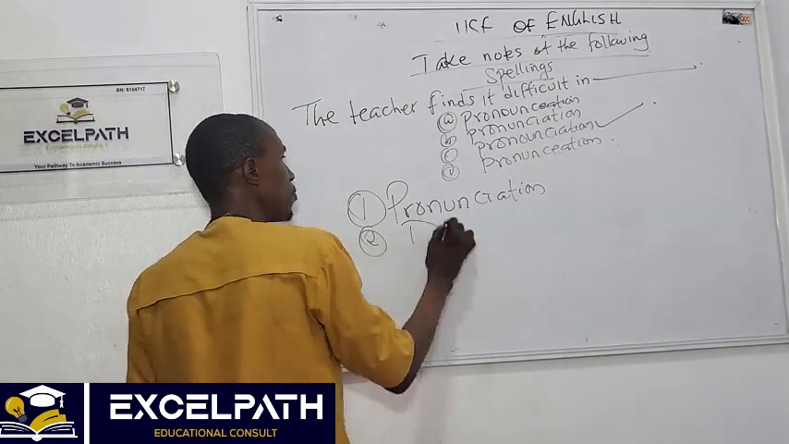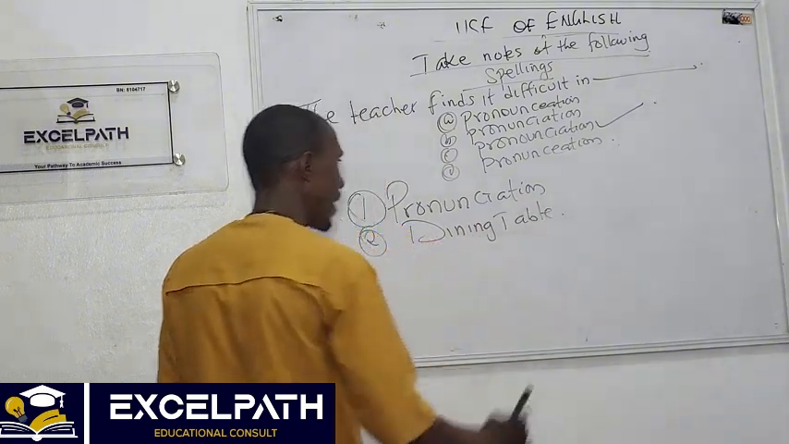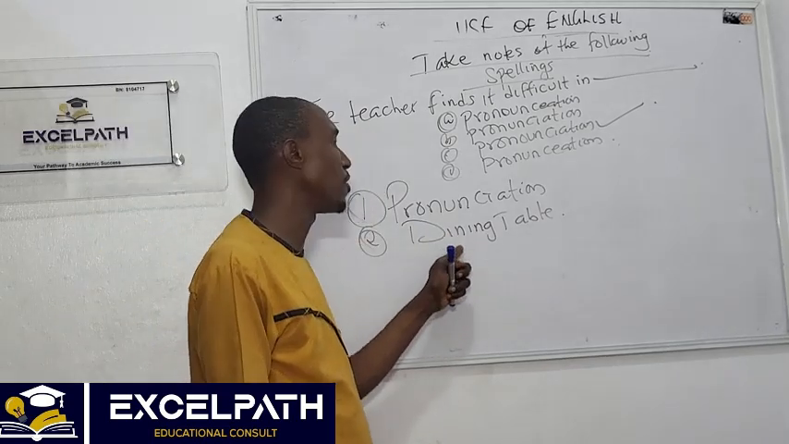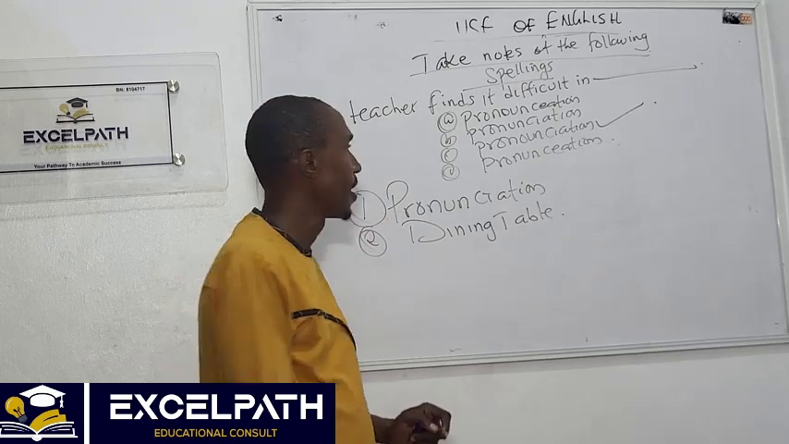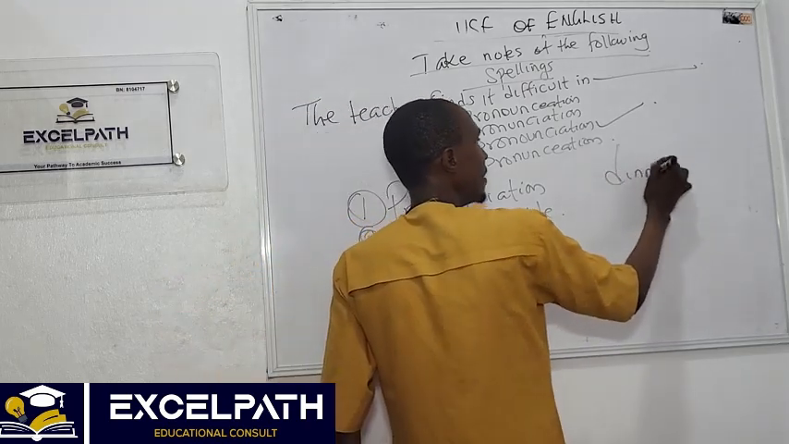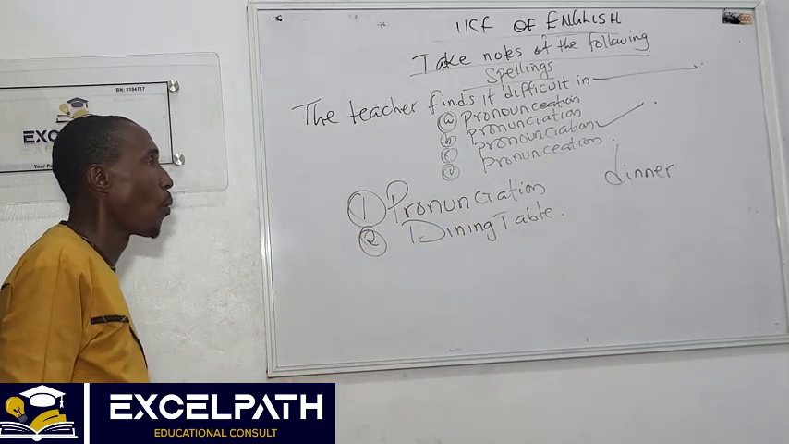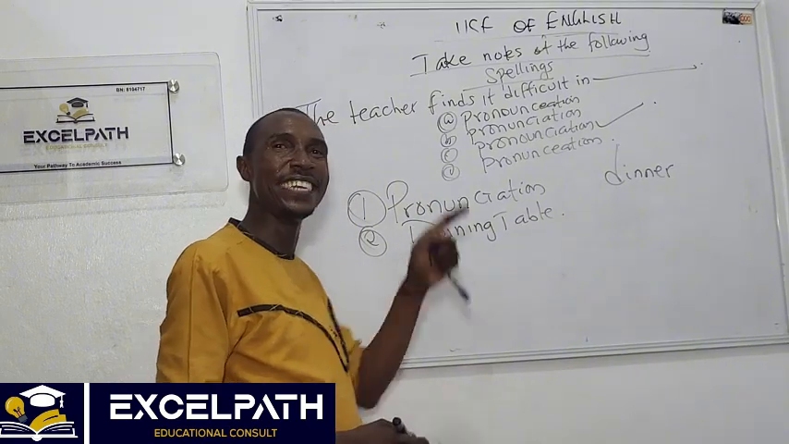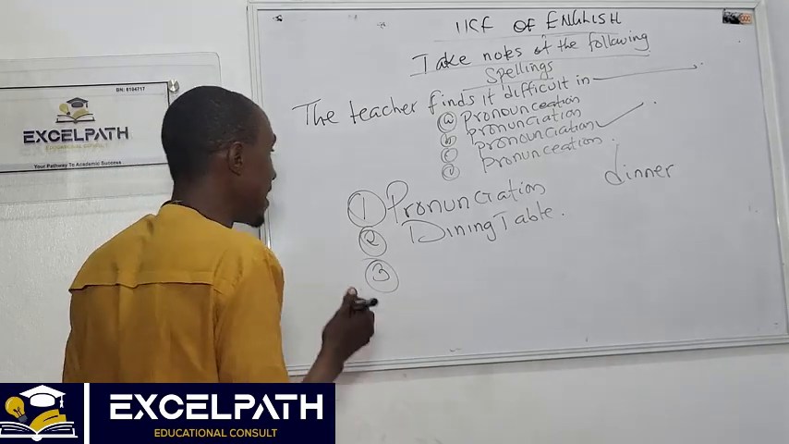Another spelling I want to give you today again is dining table. If you want to spell dining, it is not double N. It is one N. But if you want to write dinner, dinner is double N. D-I-N-N-E-R. While dining is what? D-I-N-I-N-G.